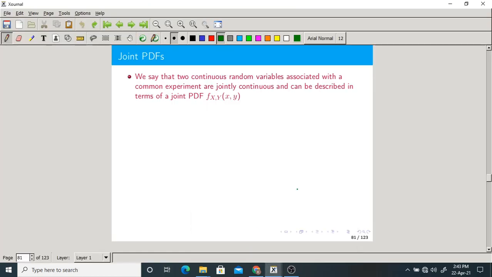So today we'll discuss joint PDFs. Now we have made similar discussions in case of discrete random variables. We call them joint PMFs. If you remember properly, joint PMFs, what did we write? P of x comma y of x comma y.